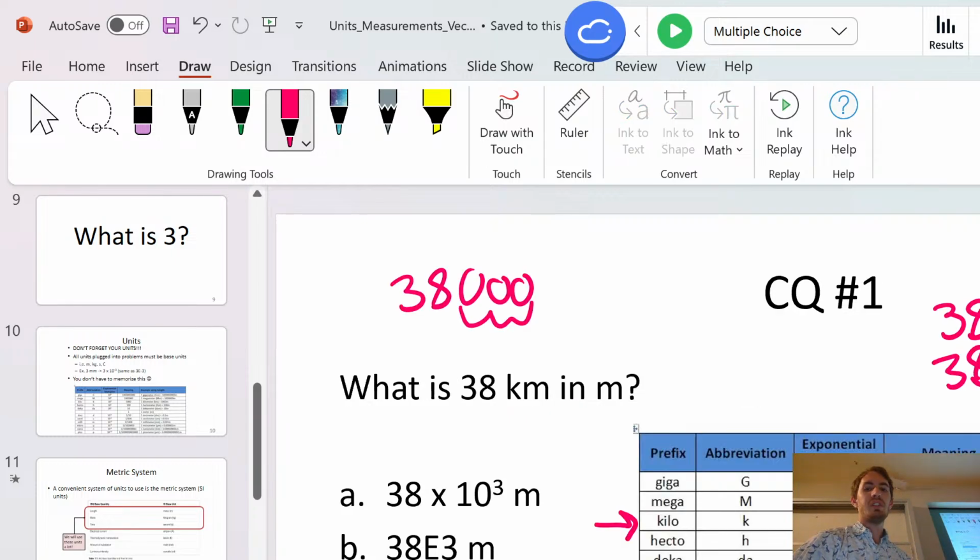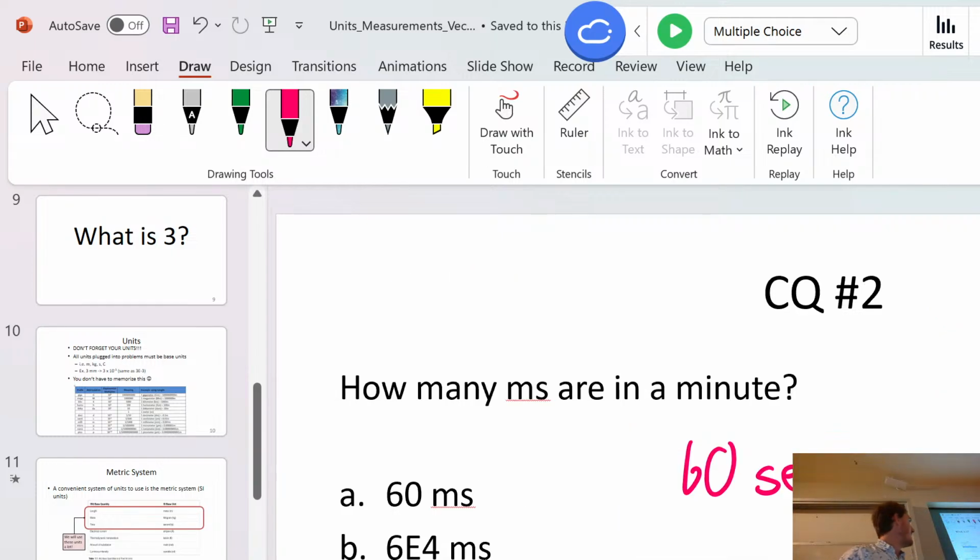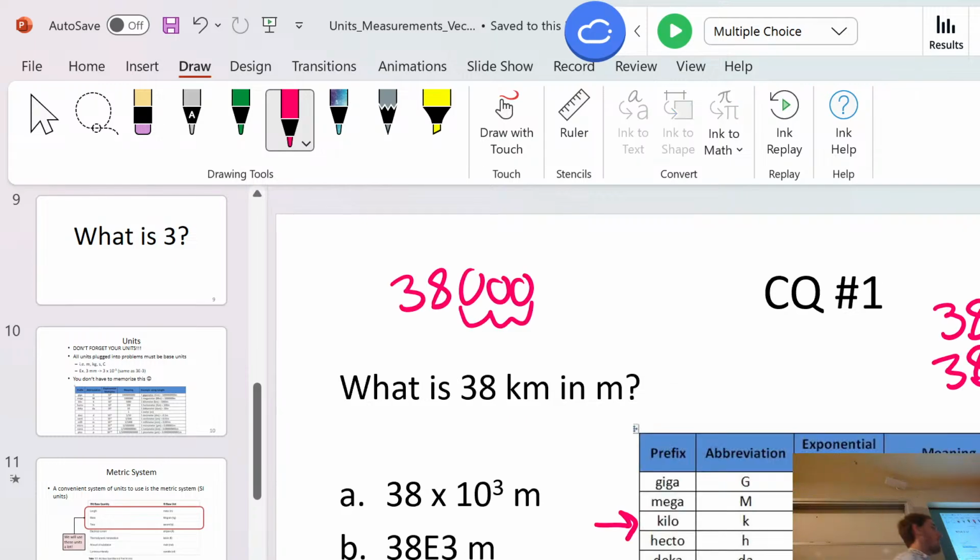And then we look at our little thing here, and we see that there is 1,000 milliseconds, or 1,000 millis in 1 second. There's 1,000 milliseconds in 1 minute, meaning I need to actually multiply this by times 10 to the 3, and this is where it gets a little tricky with this table. 1 millisecond is 1 times 10 to the minus 3.